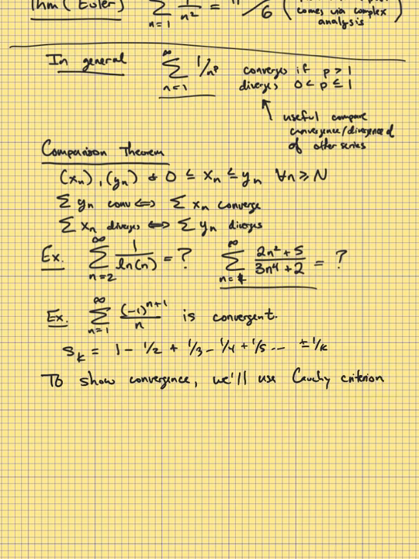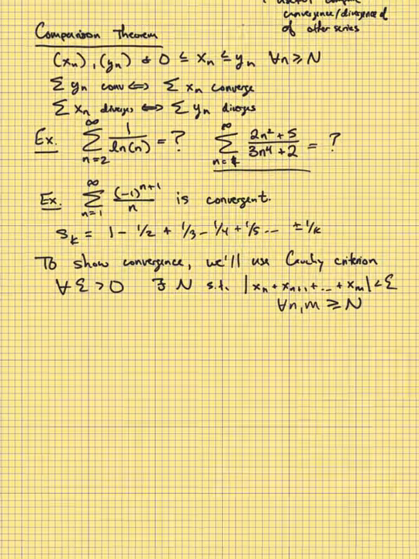Okay, so in other words, you have to show that for any epsilon greater than 0, there exists some N so that |x_n + x_{n+1} + ... + x_m| is less than epsilon for all n and m greater than or equal to N. Okay?